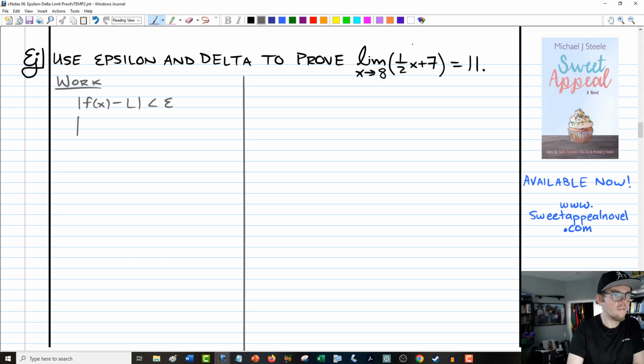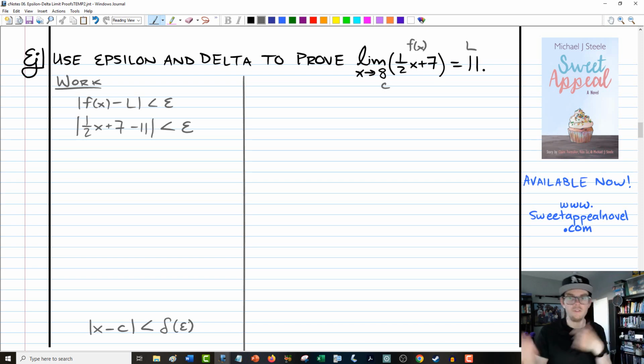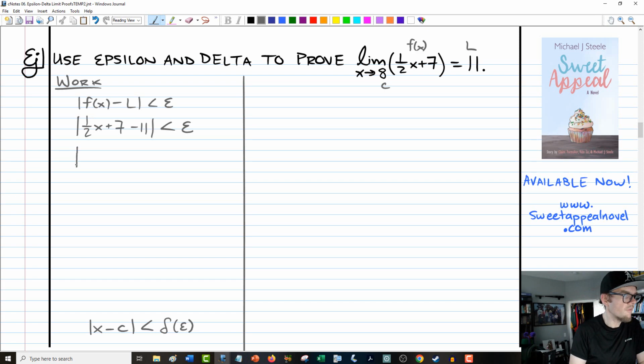Well, in our particular case, here's f of x, here's L, and of course here's c. So looking over there, that'll be 1/2 x plus 7 minus 11 is less than epsilon. So starting there, now our job is to eventually get it down to the point where we can conclude that the absolute value of x minus c is less than some delta that's a function of epsilon. That's what we're trying to proceed towards, because that would allow us to reverse the process and write our proof. So let's start with the simplifying stuff.